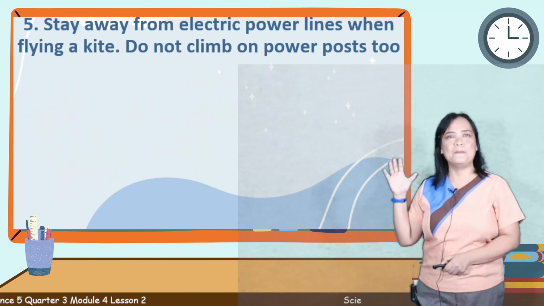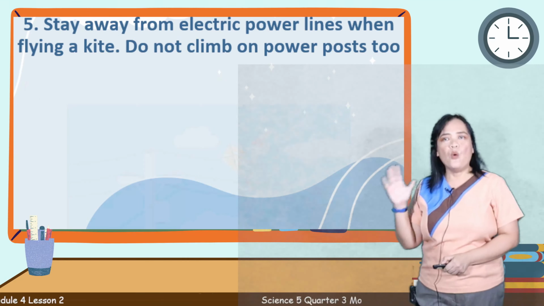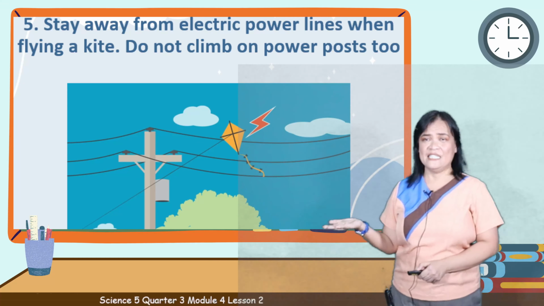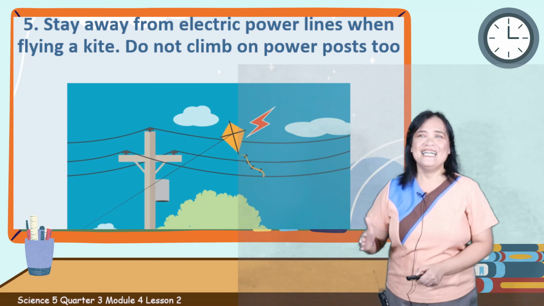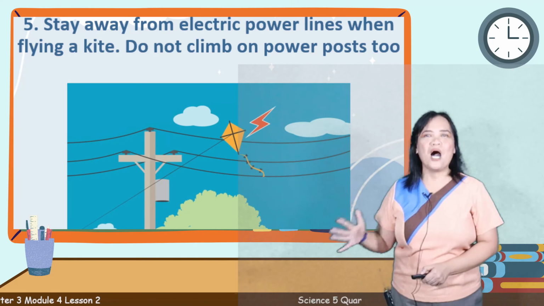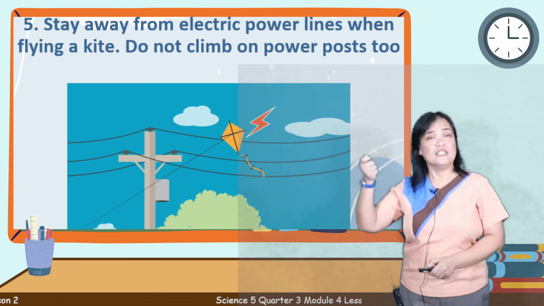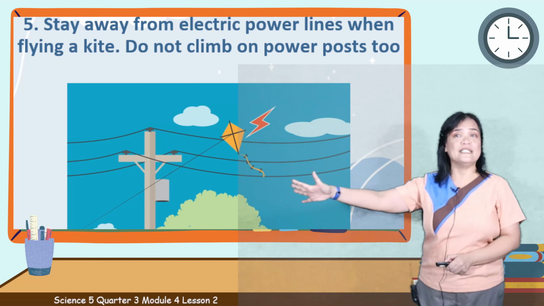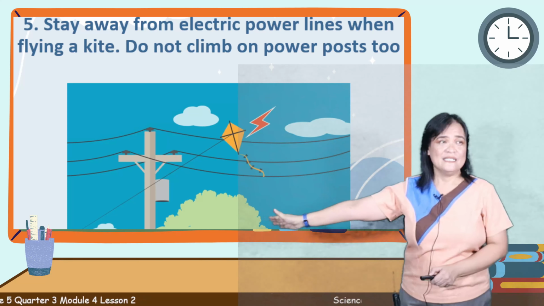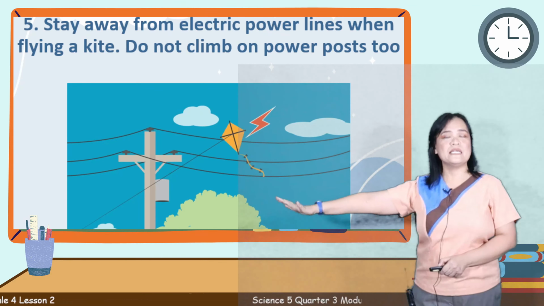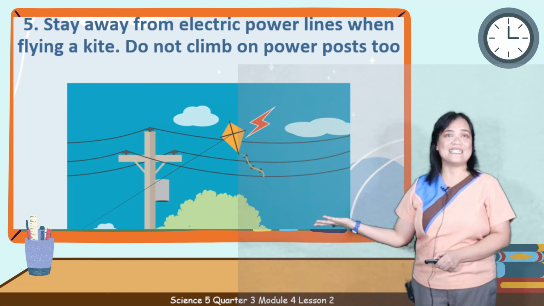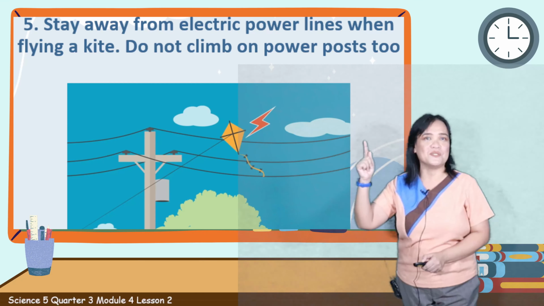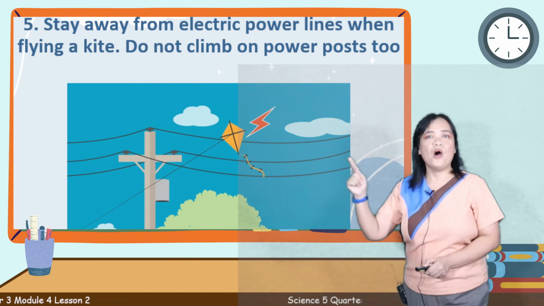The next one, the 5th rule. Stay away from electric power lines when flying a kite. Do not climb, okay? You are not a lineman. Do not climb on power posts too. So, if ever you are playing with a kite, don't go near power lines. Go to a space that has no power lines, in the garden, okay? So, do not climb also, okay? Do not climb on power posts too.